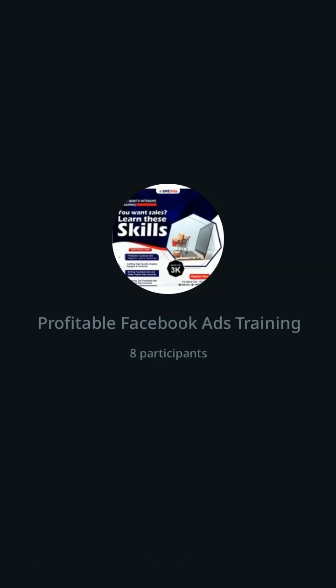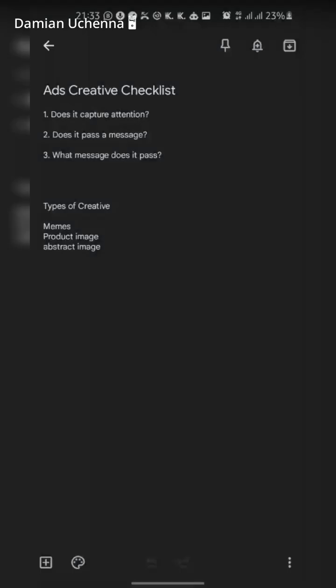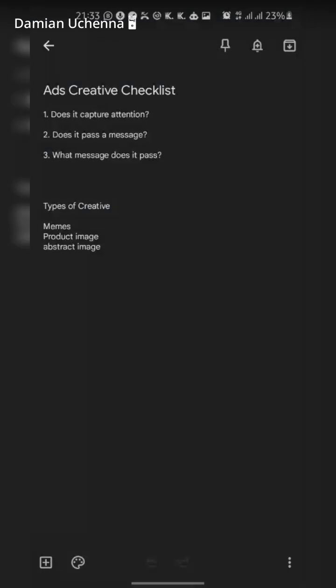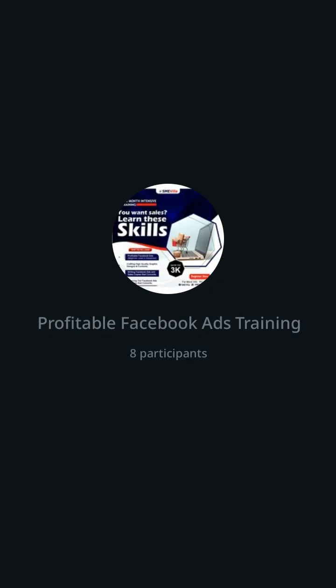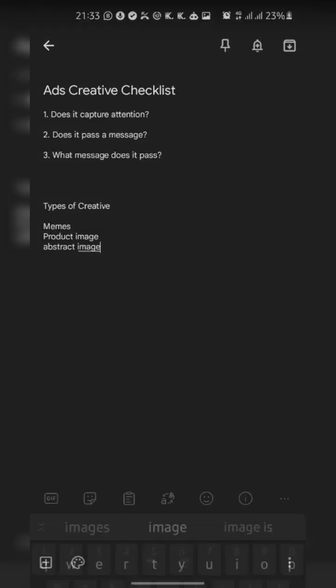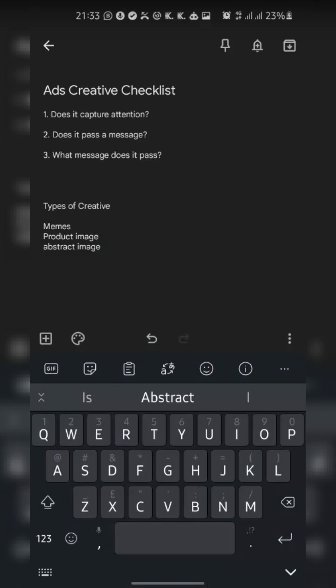So now, let's move on to the types of creative. This is basically the 3 types of creatives I use. That's memes. You'll be surprised, you probably never expected to see memes here, but I use memes, and memes have gotten me crazy results. I will still show us in my ad account. I think I have an ad that is still there. Then we have product image, and then you also have business.